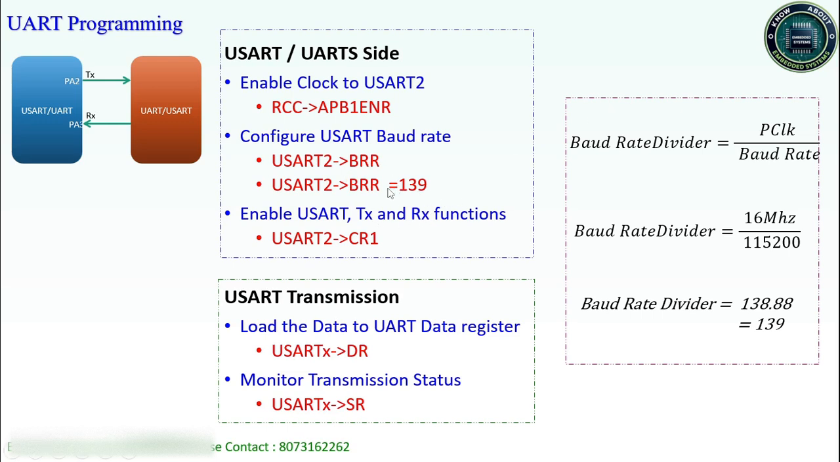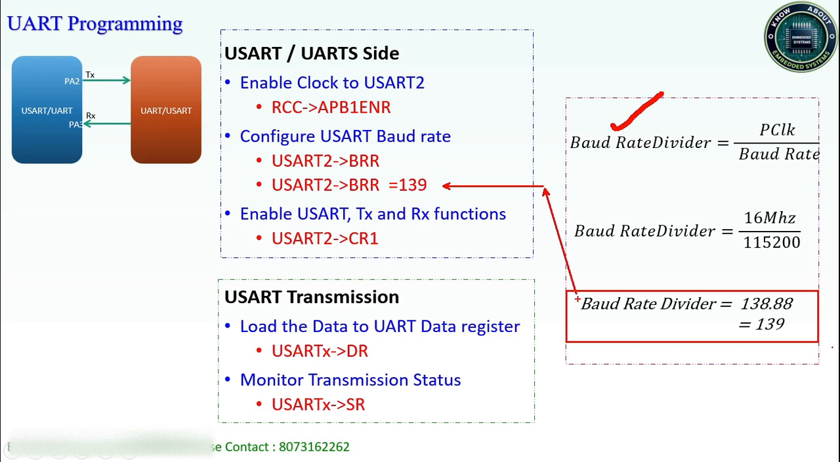Now in order to calculate the baud rate, you can see this is the formula, a simple formula. The UART baud rate divider is equal to peripheral clock divided by baud rate. The peripheral clock is 16 megahertz here, and I want to configure my baud rate at this value, 115,200. Substitute these two values and find out the baud rate divider value. You will get 138.88, which is equivalent to 139.